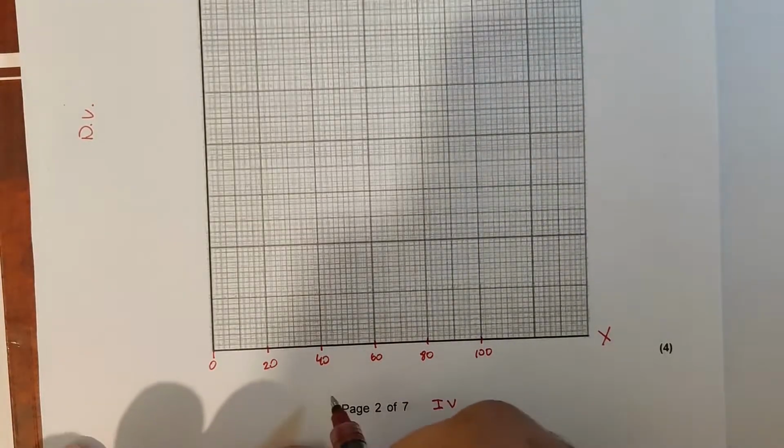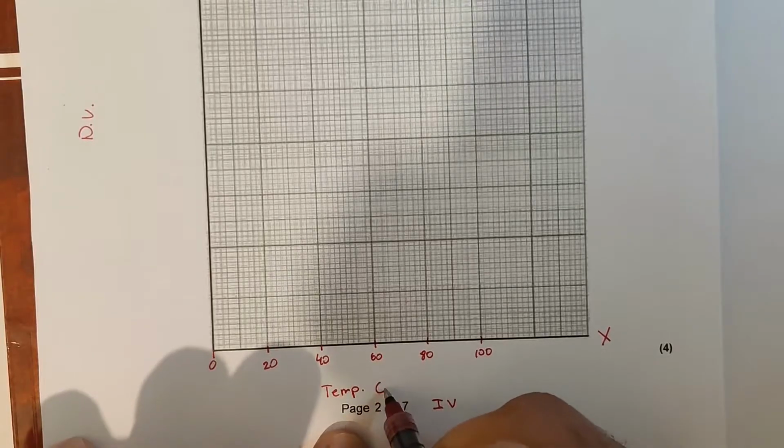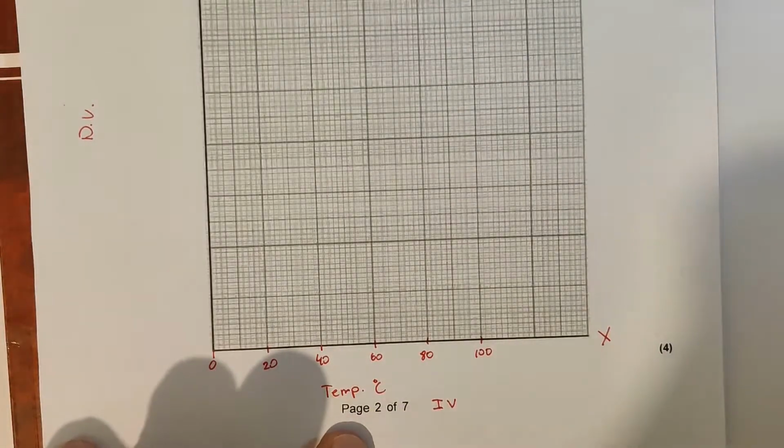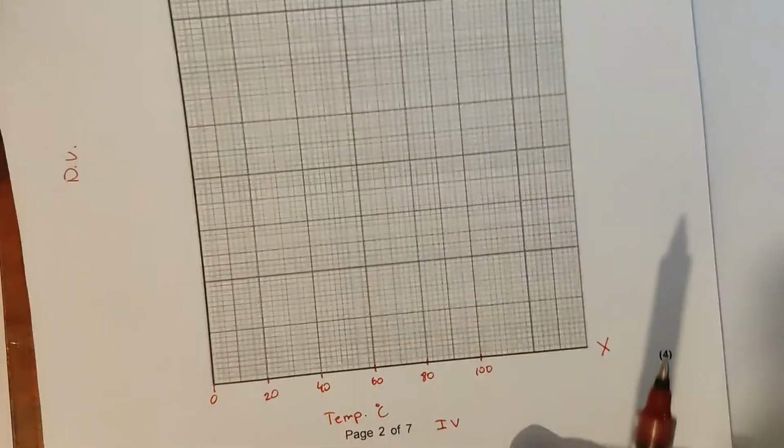It's important that you always write down what you have here. So down there you're going to write temperature in Celsius, because that's what the question is saying. When you look at the table, it says right there temperature in Celsius. It's important that you always write down the units as well.